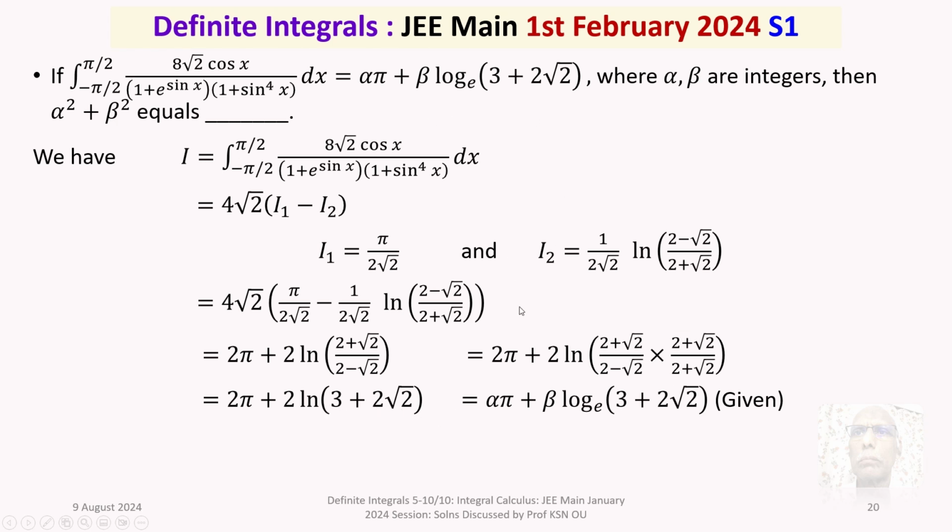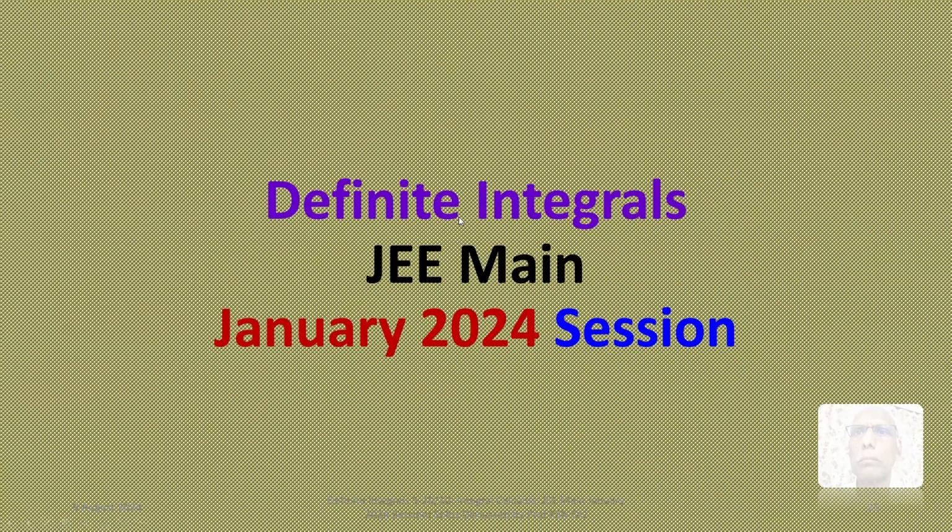but it is given to be alpha pi plus beta times log of 3 plus 2 root 2 to the base e. It is given. Comparing the corresponding terms, we'll get alpha is equal to 2, beta is equal to 2. But what is to be obtained? We have to obtain alpha square plus beta square. That is 2 square plus 2 square, that is 8. The answer to this question is 8, and that is the detailed discussion of the solution of this problem. Let's now move to the next question.